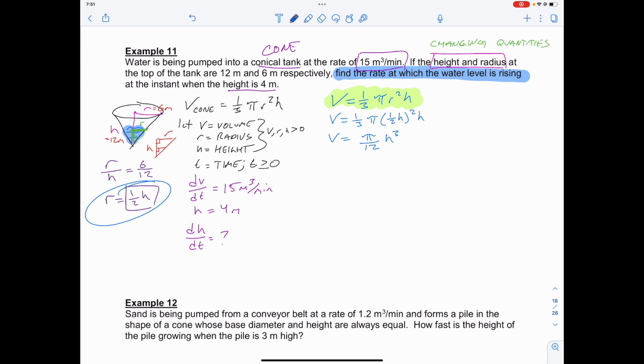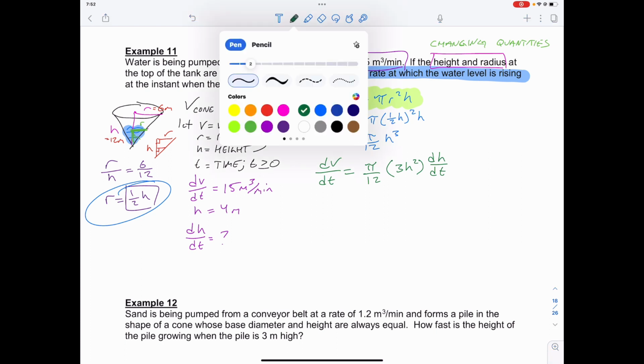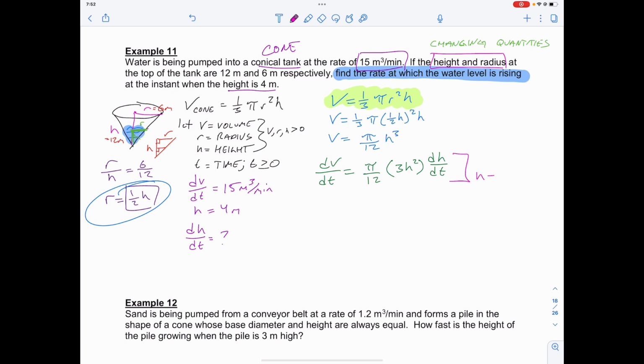So when I differentiate this, dV over dt is going to equal pi over 12, and the h cubed is going to become 3h squared times dH over dt. This is all when h is equal to 4.